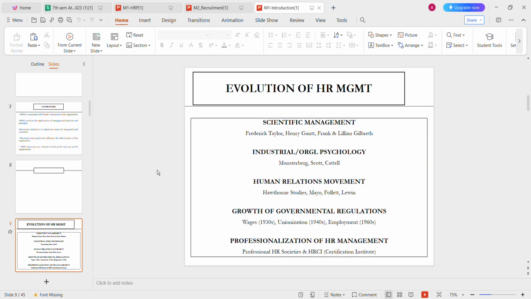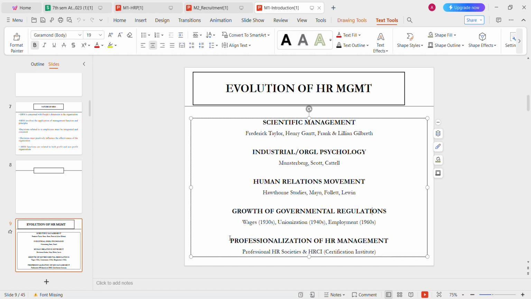Next is the evolution of HR management. How HR evolved and what the procedure of that is, we need to know. The first is scientific management, then industrial or organizational psychology, the human relationship management movement, the growth of governmental regulations, and the professionalization of HR management. This is how HR evolved.